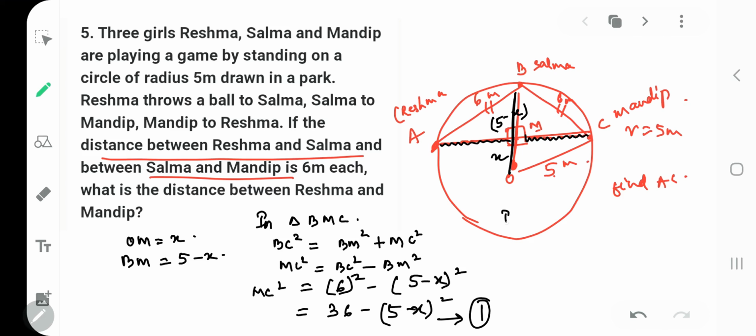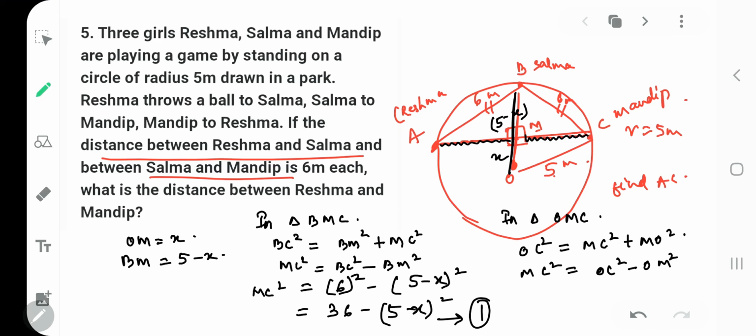Now I'll go in triangle OMC. OC square is equal to MC square plus MO square. I'll take the subject here MC square, and that will be OC square minus OM or MO square. You have OC as 5, so 5 square, and OM as X. So you got MC square is equal to 25 minus X square. Now put this as equation number 2.